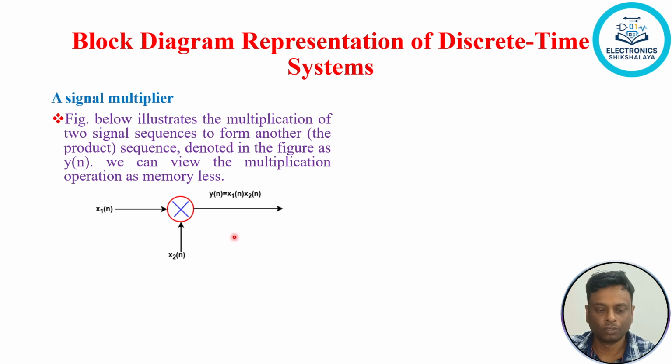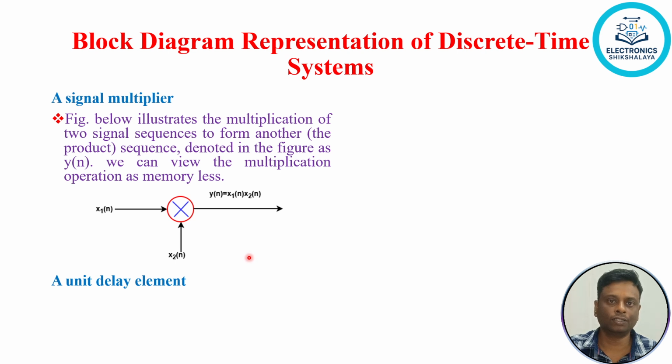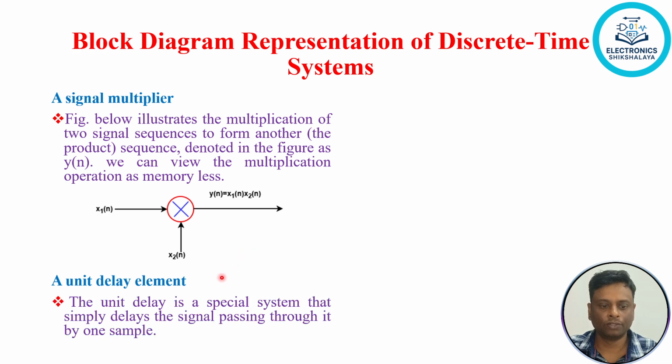Let us see our next one, the unit delay element. A unit delay element delays the input by one sample. So if we give the sample x of n, it will delay it by one unit of time, so it will be x of n minus 1. The unit delay element is a special system that simply delays the signal passing through it by one sample. It will delay the signal by only one sample, that is why it is called a unit delay element.